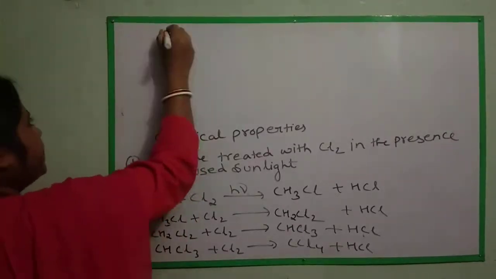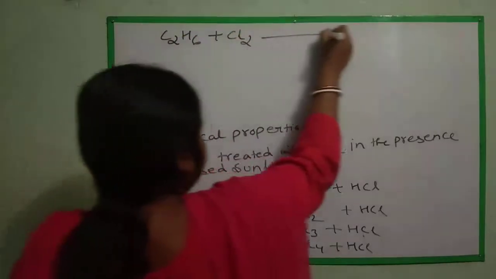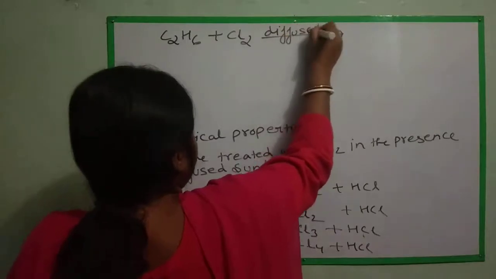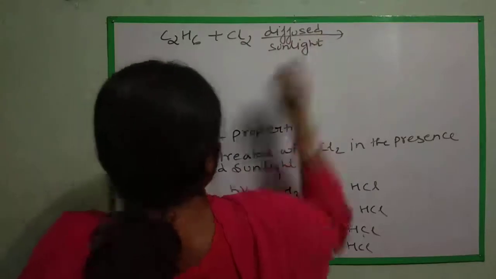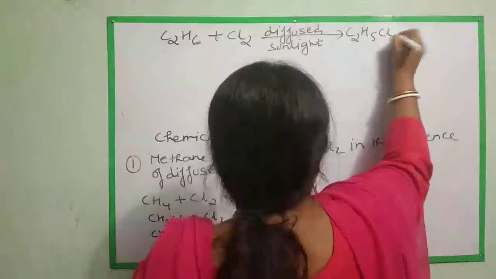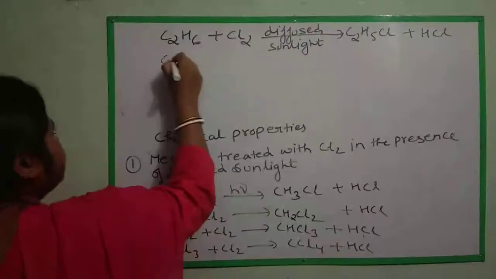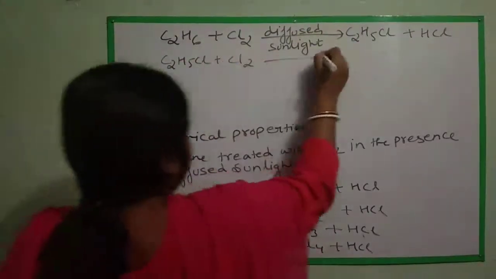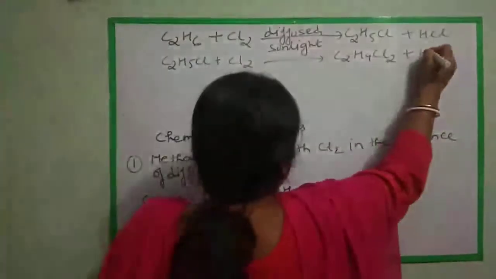Ethane is C2H6. It combines with chlorine in the presence of diffused sunlight. It will form C2H5Cl plus HCl. Now again this C2H5Cl combines with the chlorine, it will form C2H4Cl2 plus HCl.